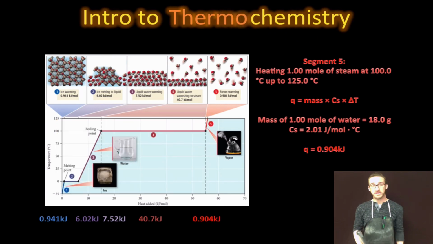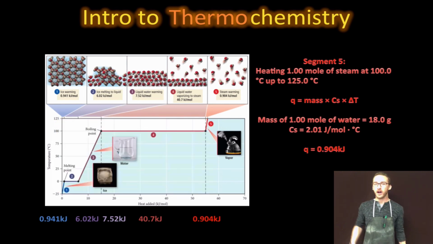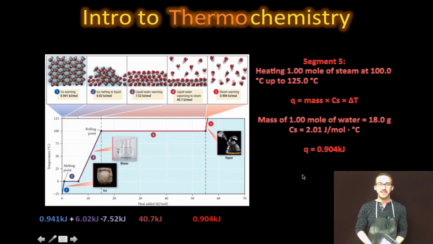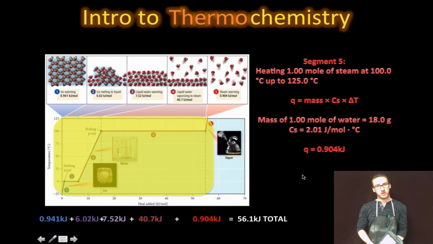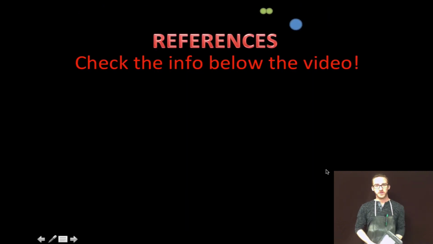And then finally, if you wanted to know the total amount of heat energy that was required to go from that solid ice, that solid water at negative 25 degrees Celsius to water vapor at 125 degrees Celsius, all you've got to do is add together the heat required for each of those individual steps. Total amount of heat for this process to occur, 56.1 kilojoules.